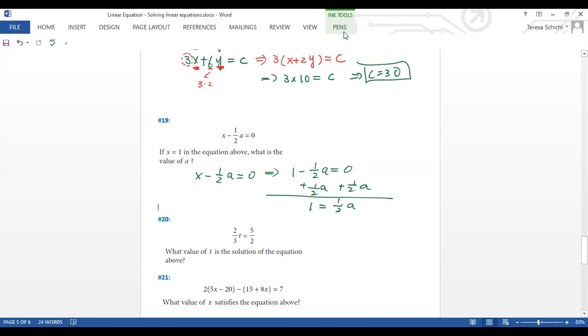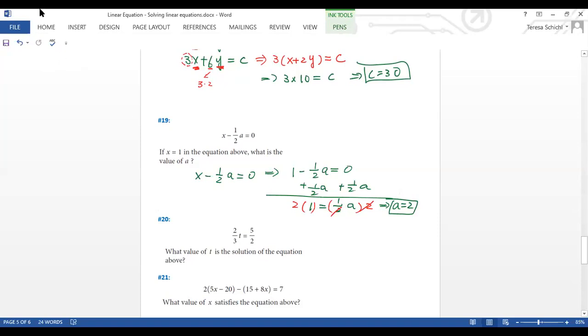So this problem basically tests you on how to find a. You times 2 on both sides. So this 2 and this 2 cancel. So what is my a here? My a is 2, right? So this one is also pretty easy here.